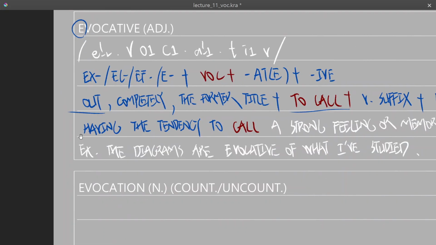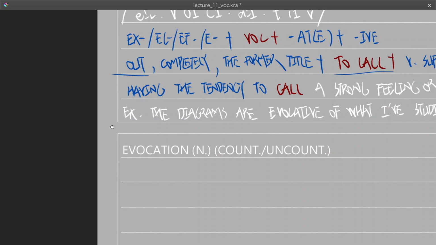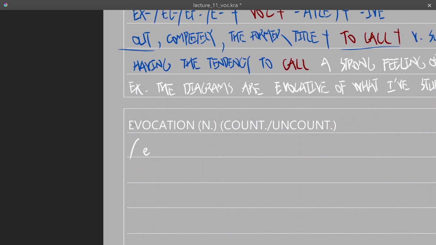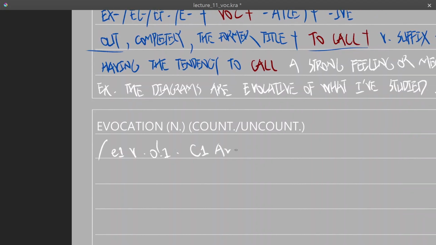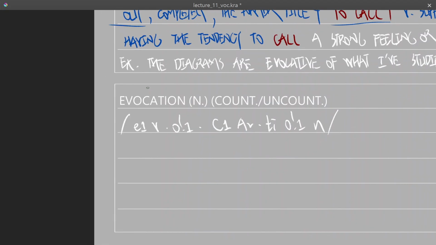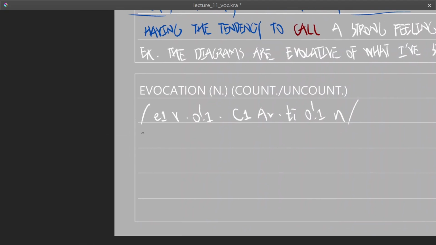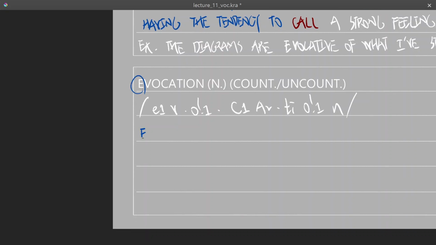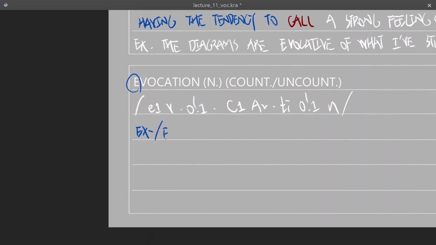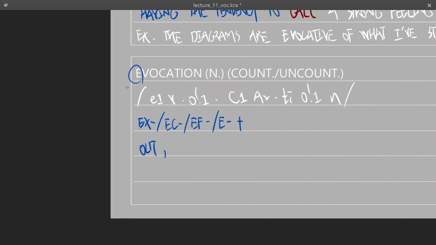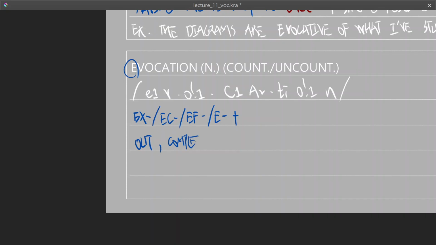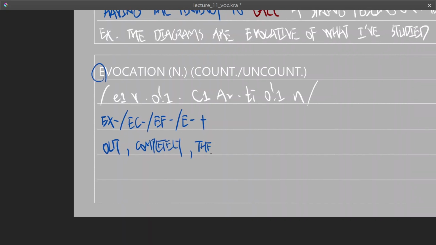All right, next we have evocation. And again, we have the prefix e, the variant of ex, meaning out, completely, or the former title.